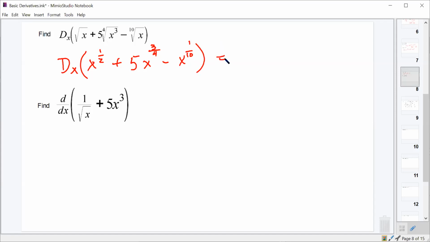So when you take the derivative of that, you should get, we know this one already as 1/2 root x, or 1/2 x to the negative 1/2. And then we need to multiply that one out to get plus 15/4 x to the negative 1/4. And then minus 1/10 x to the negative 9/10. Any questions on that? Everybody good with that?